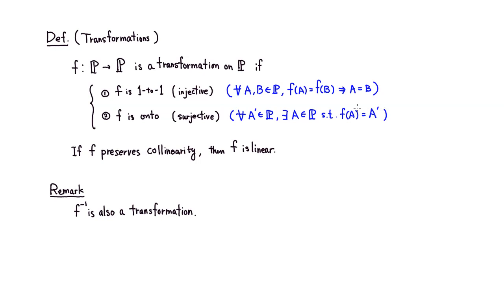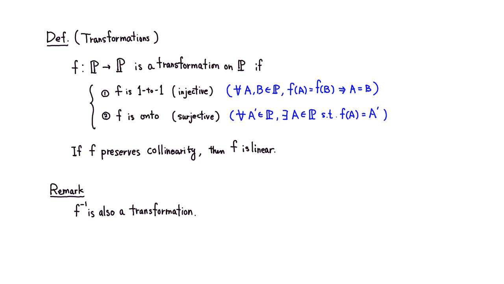And if you have a transformation that preserves collinearity, so all the lines are going to be mapped to lines, then it's called a linear transformation. So if F preserves collinearity, then F is called linear.